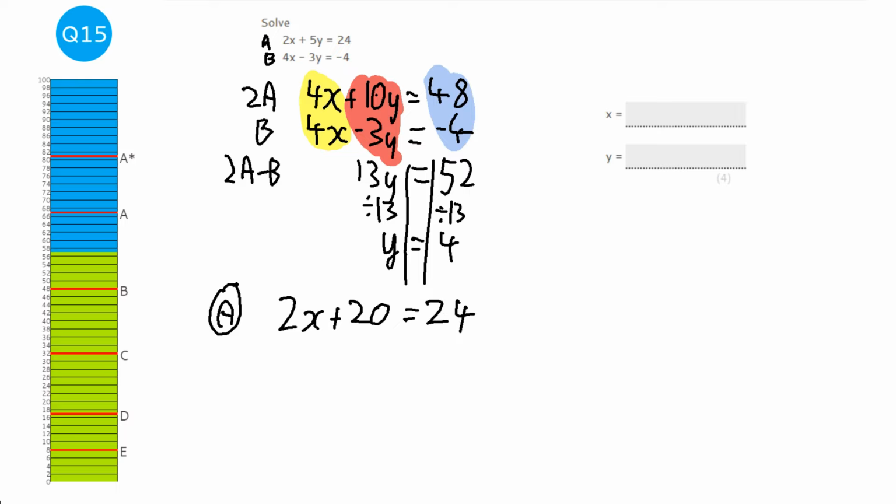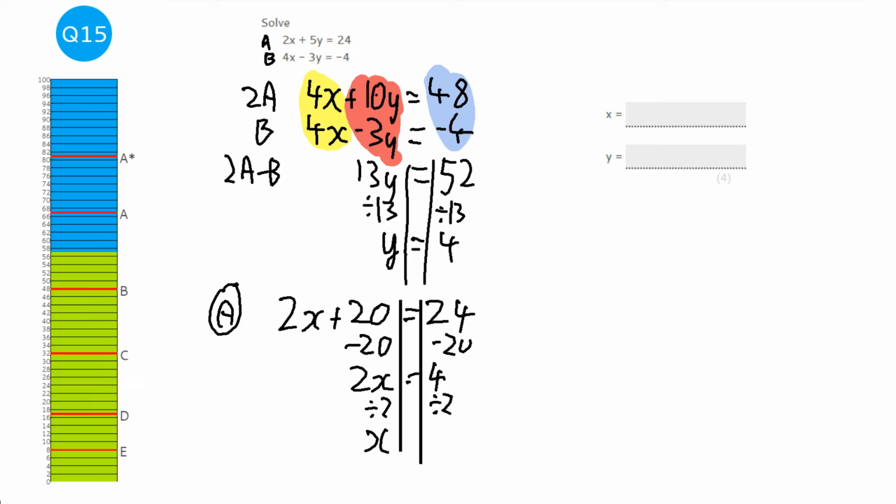And then if I put my lines down, I can take away the 20 first. So that's 2x equals 4. And then just finish it off by dividing it by 2. X equals 2. And I can check that with equation B. 4 times 2 is 8, and then take away 3 times 4, which is 12. So 8 take away 12 equals minus 4. So we know it's right. So x equals 2 and y equals 4.